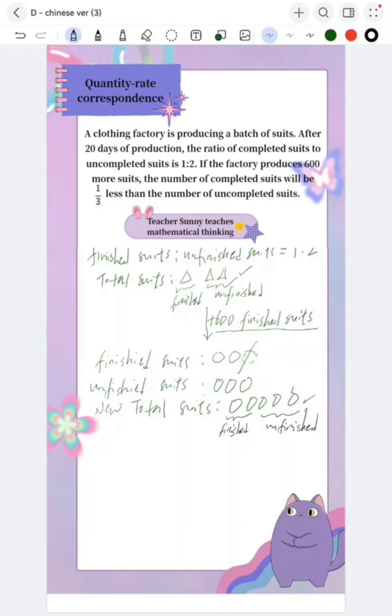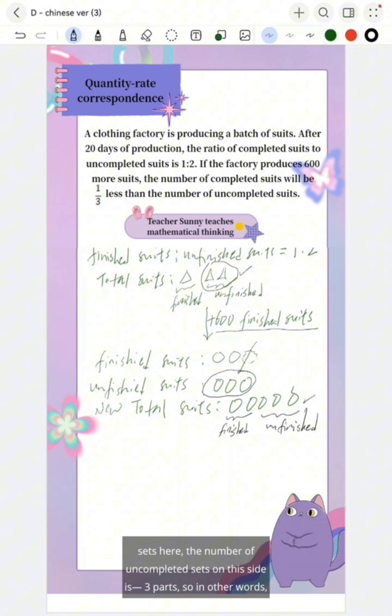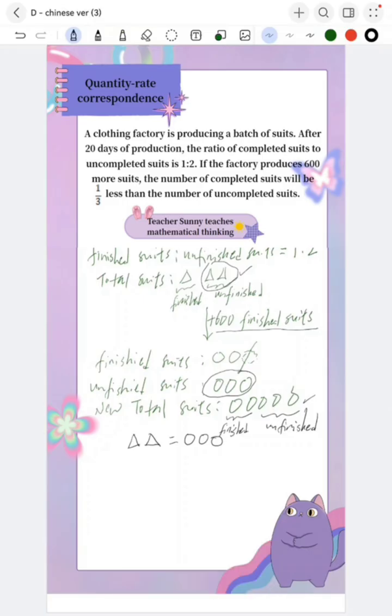So that means the total number of uncompleted sets is represented by the two triangles here, and after adding the 600 completed sets here, the number of uncompleted sets on this side is 3 parts. So in other words, the invariant is the number of uncompleted sets. 2 triangles are equal to 3 triangles, right? This separation remains the same. Yes, this separation is exactly the same. So in this case, let's look again. It's variable.